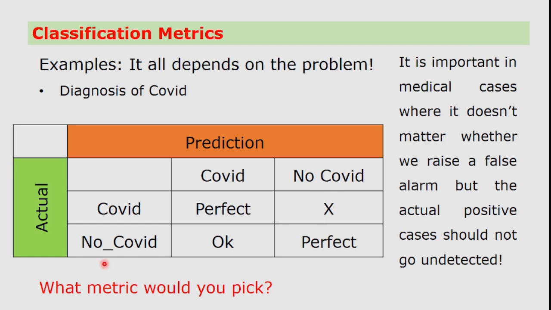And the third case, you don't have COVID, but the model predicted this as COVID. Somewhat it is accepted, but it is false. And you have no COVID, and your model predicts that you don't have COVID. So it is a perfect model. It is important in medical cases, whether or not we raise a false alarm, that the actual positive case should not go undetected. For this example, type 1 error should not go undetected.